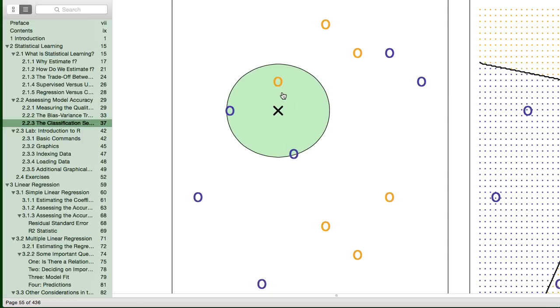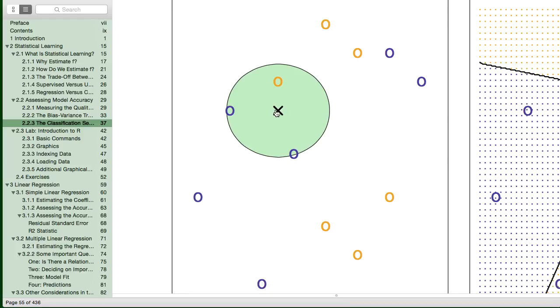Once we've hit these three neighbors, we now have a probability of two-thirds that X is a blue circle. So the k-nearest neighbor algorithm would choose blue circle as the assignment for this X. I should say this cross, because it's not an X. Remember, we always use the terms X and Y to refer to inputs and outputs. We'll call this a cross, and these are circles.